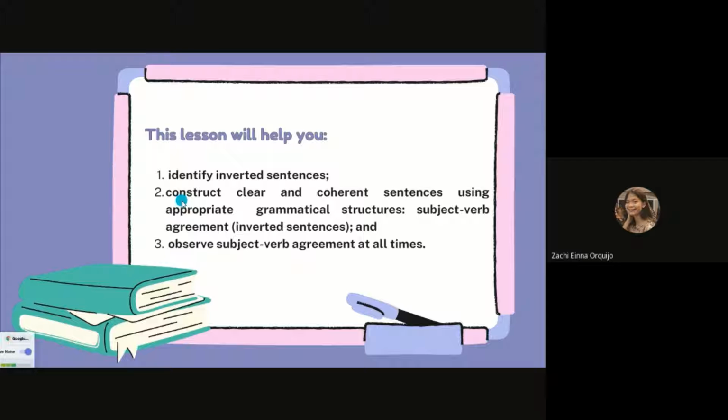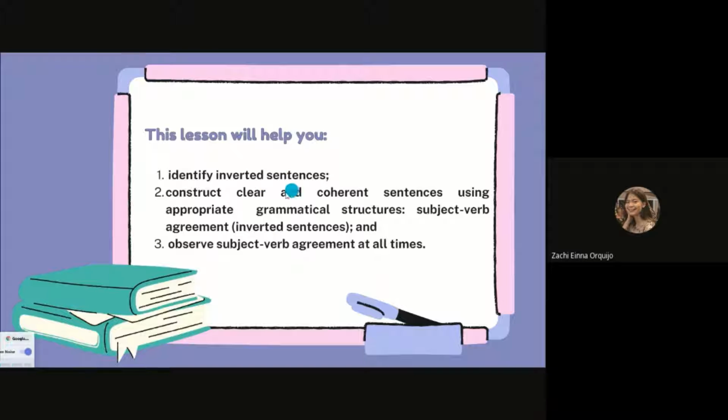Also, you can construct clear and coherent sentences using appropriate grammatical structures, or what we call subject-verb agreement, with the use of or applying this subject-verb agreement sa mga inverted sentence. And lastly, this lesson will help you to observe subject-verb agreement at all times.